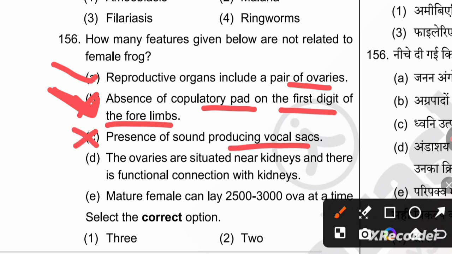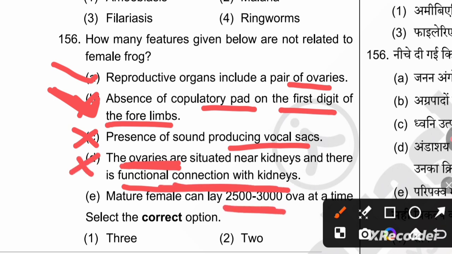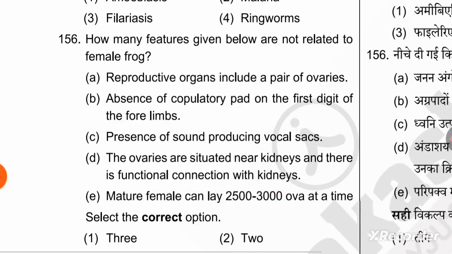The ovaries are situated near the kidney, there is a function connected with kidney. So children, ovaries are not connected with the function of the kidney. This is the wrong one. Mature female can lay 2500 to 3000 ova at a time. These are the three wrong statements for female frog, whereas statement A and statement B are the two correct statements for female frogs. Let us move to the next question.